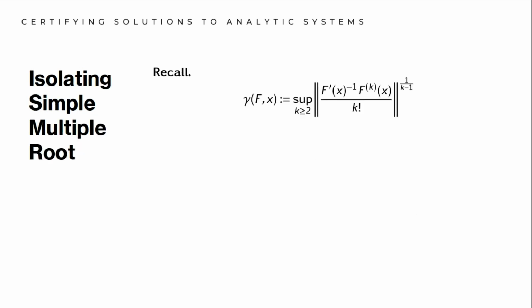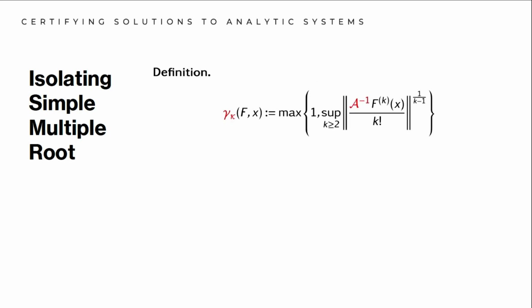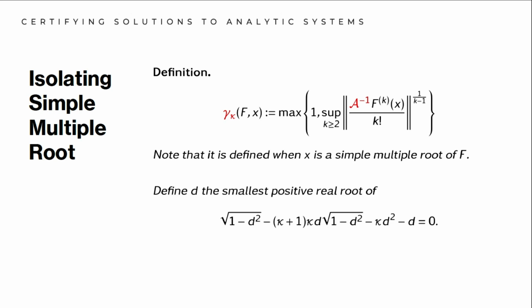This theorem is really nice because if you recall the gamma parameter in alpha theory, we have the inverse of the Jacobian, but at multiple roots this Jacobian is no longer invertible. Now we can define this gamma kappa using this A, because it is invertible. So this gamma kappa is always well defined when x is a simple multiple root of the capital F. Let me also introduce one more parameter, small d, which is the smallest positive root of this equation. This equation always has a positive real root, so we just choose the smallest one. So this is just a parameter.